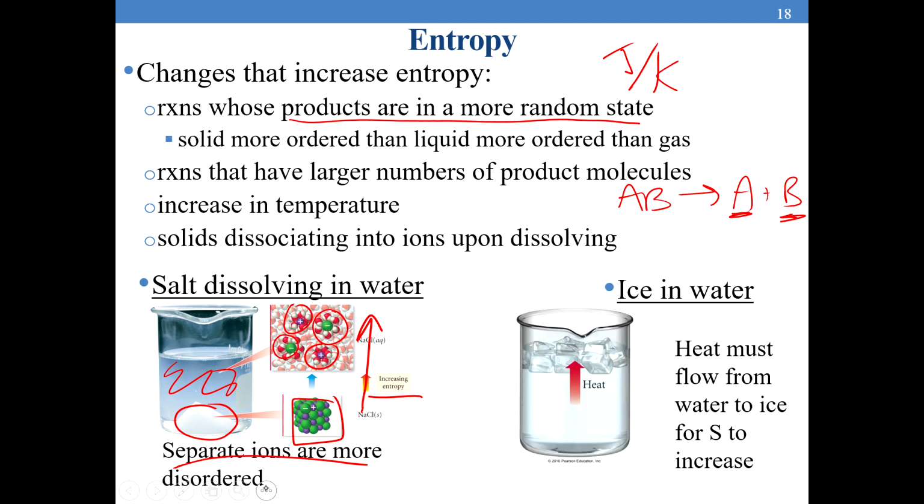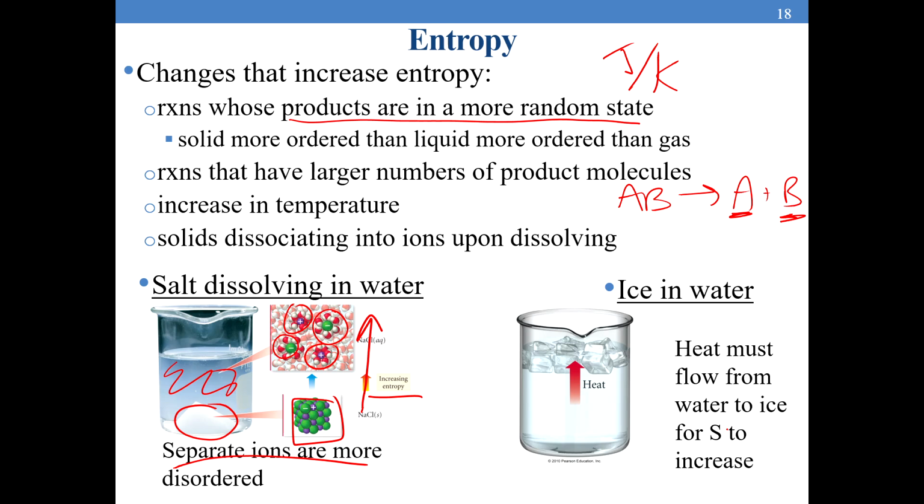Another example here, you could think of ice in water. Heat does have to flow from the water to the ice for S to increase. And that will occur because the liquid water will be warmer than the ice water, and therefore you would have an increase in entropy. So these are all examples. You're thinking in terms of disorder, you're thinking in terms of more randomness, all of that for increase in entropy.